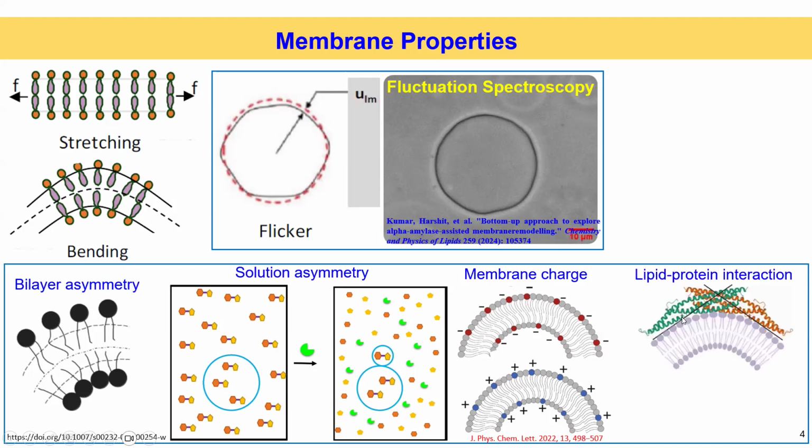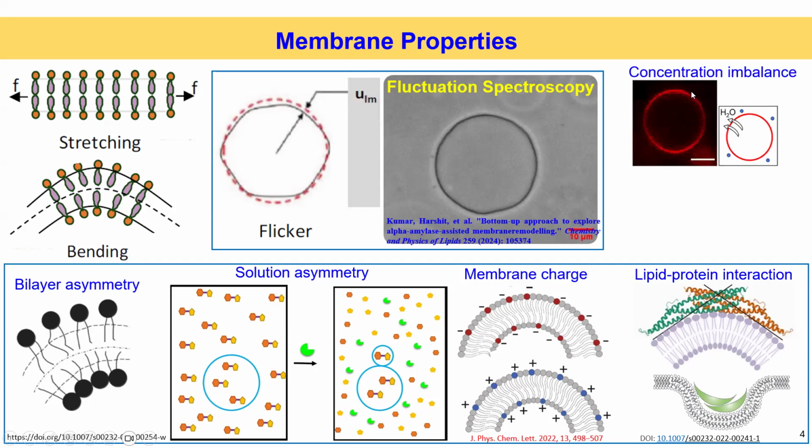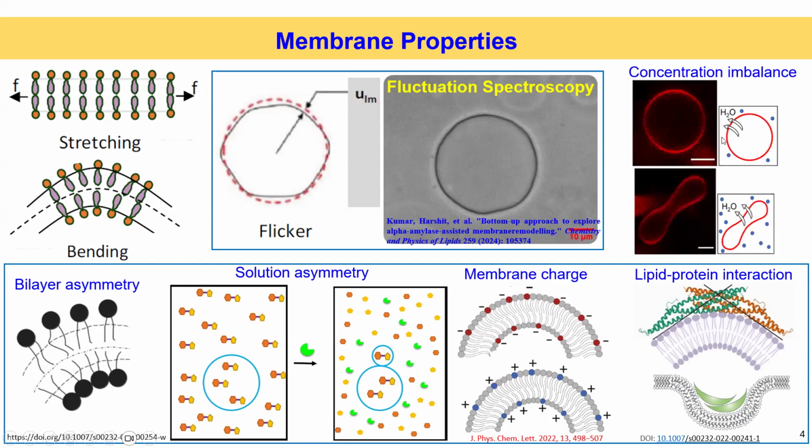The third one is due to lipid-protein interactions. This is a protein interacting with the outer leaflet and the inner leaflet of the bilayer. It depends upon the type of protein, and that can also create bilayer asymmetry. Due to bilayer asymmetry, the membrane curvature can change. There is one more phenomenon that is generated due to concentration imbalance.